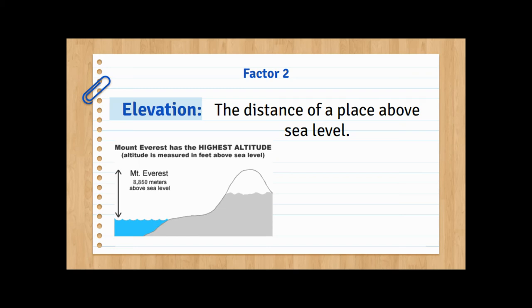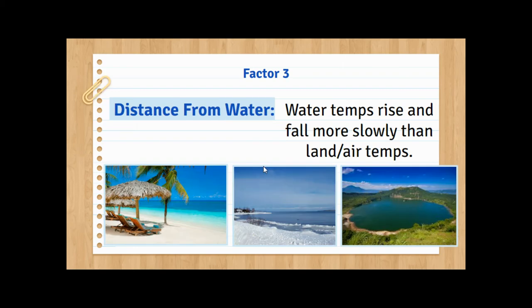So now that we've discussed the distance from the equator being our first factor and elevation being our second factor that affects climate, remember, elevation is the distance on land above sea level. Let's talk about the third factor that affects climate, which is distance from water. You may or may not have thought of this before, but we are going to have distance from water as a factor that affects climate because water temperatures and the air above the water rise and fall more slowly than land or air temps. Pause the video now to write down this factor that affects climate.